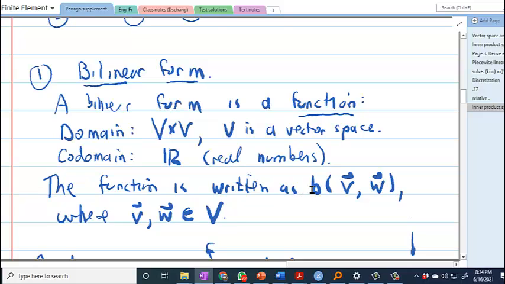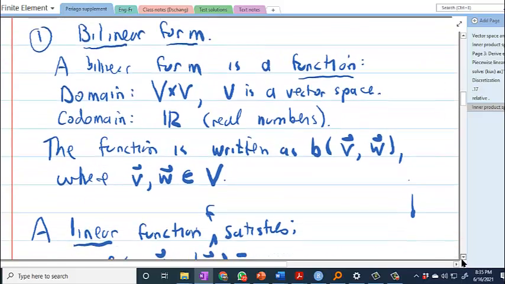The function is written this way: b(v, w), to emphasize the fact that b takes two vectors and creates a single output. All right, so we continue with this.